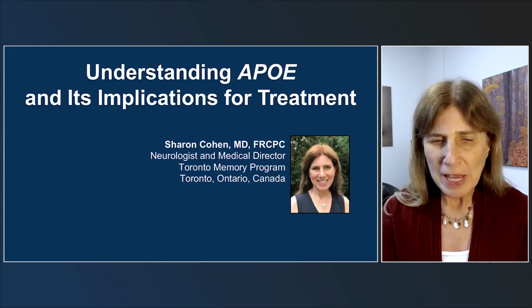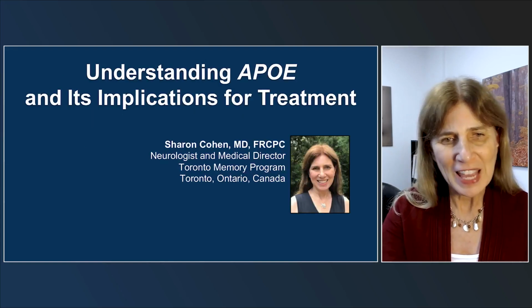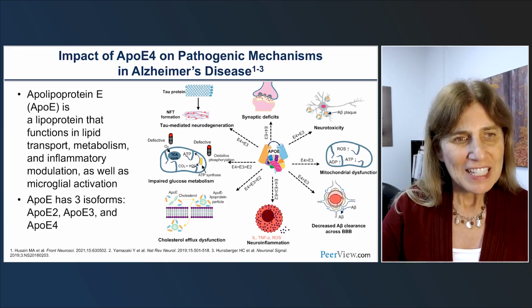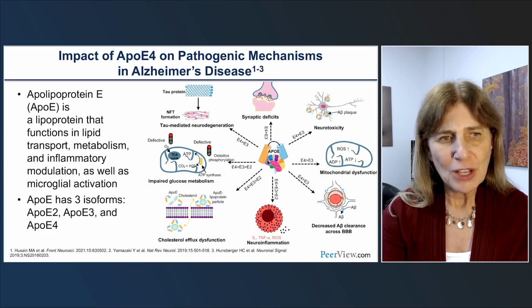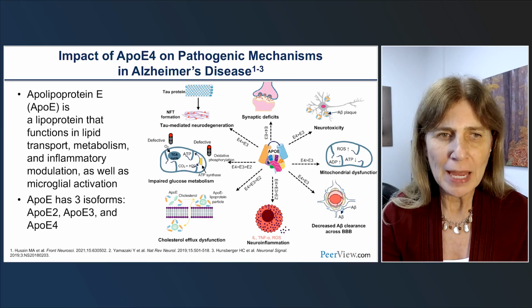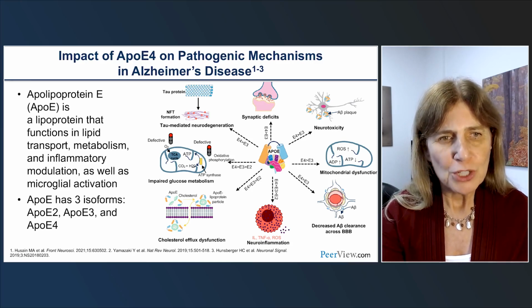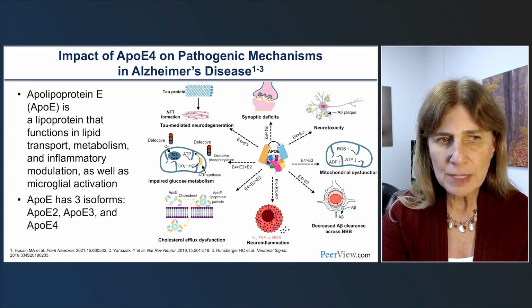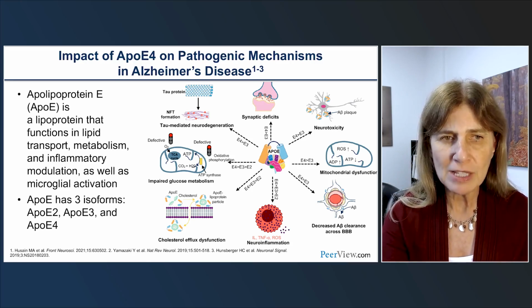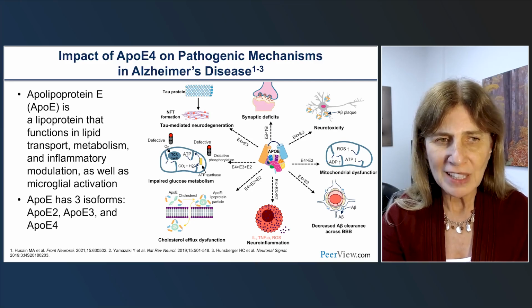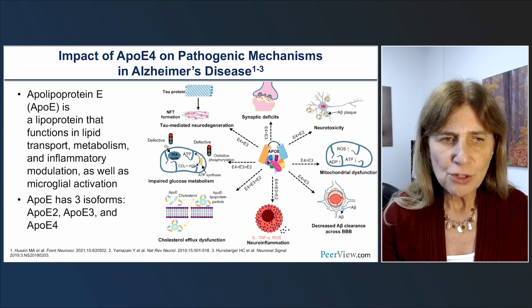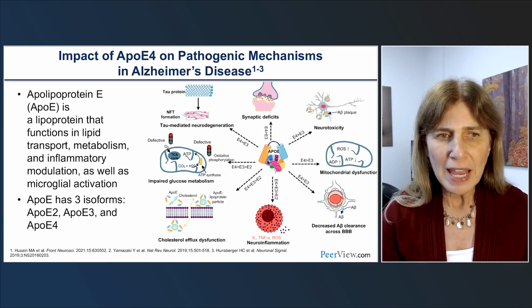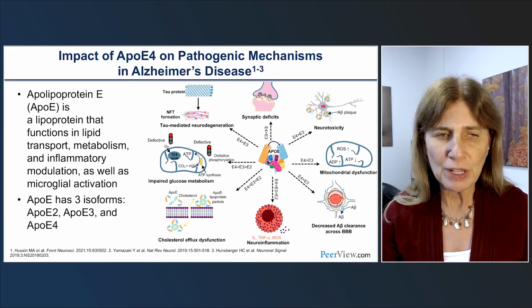So let's begin. I'm a behavioral neurologist situated in Toronto, Canada. And what I'd like to start with is the fact that APOE4 is a gene that codes for the apolipoprotein E, or APOE lipoprotein, which functions primarily in cholesterol transport, but also has actions on metabolism, inflammation, and microglial activation. APOE is a normal gene, and the apolipoprotein comes in three isoforms. These are not mutations, they're all normal: APOE2, APOE3, and APOE4.